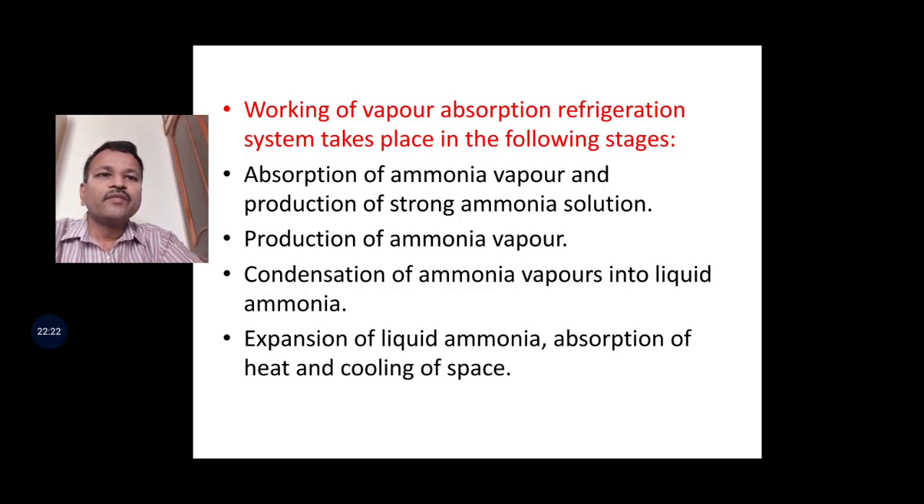Strong means the concentration of ammonia is more. Next, production of ammonia vapor. The generator produces the ammonia vapor, converting liquid ammonia into high pressure ammonia vapor. Next, condensation of ammonia vapor into liquid ammonia takes place in the condenser. Then again expansion of liquid ammonia and absorption of heat from the cooling space. These are the stages of the vapor absorption refrigeration system.